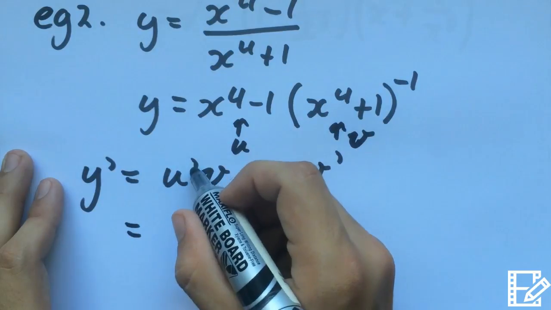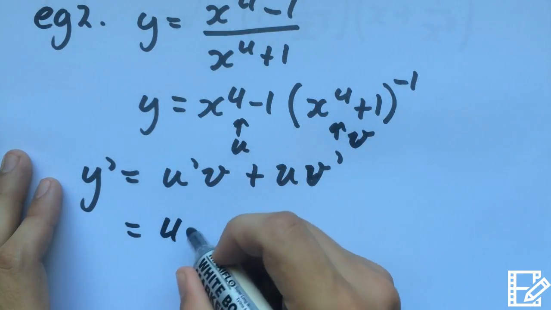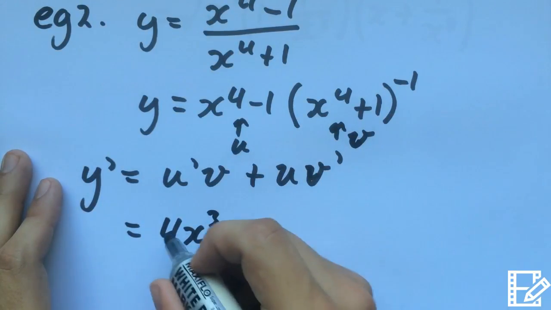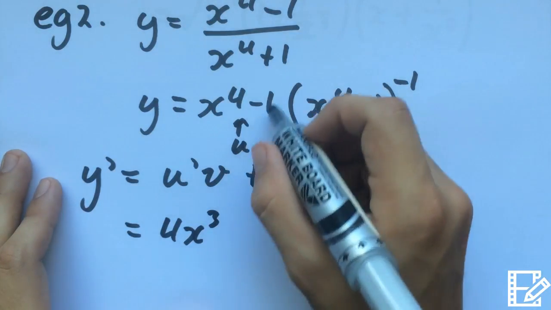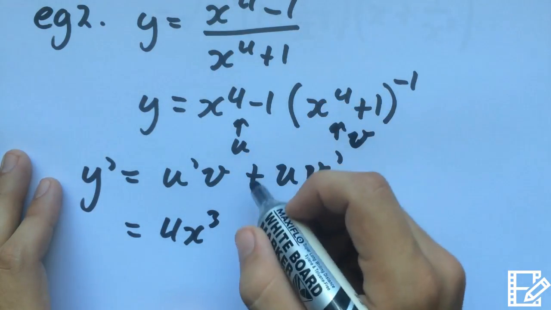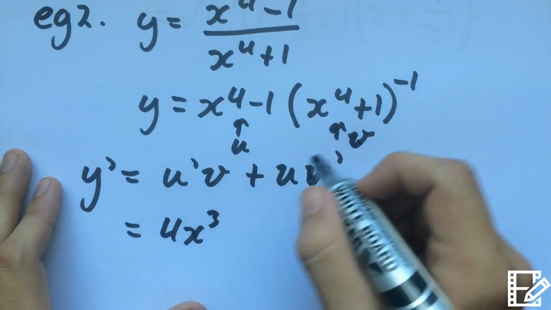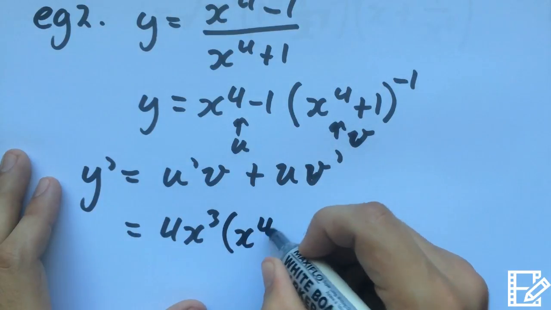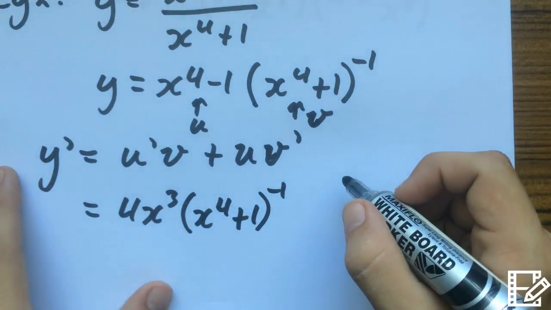The derivative of u, if u is x to the power of 4 take 1, the derivative is 4x to the power of 3, because we bring the power down and take 1 off the original power. We don't need to add the 1 because when you derive negative 1 you get 0. Now we're going to multiply this to v. This is v here, so we're just going to leave it as the same. x to the power of 4 plus 1 to the power of negative 1.